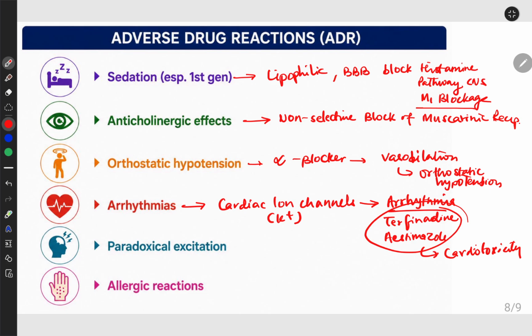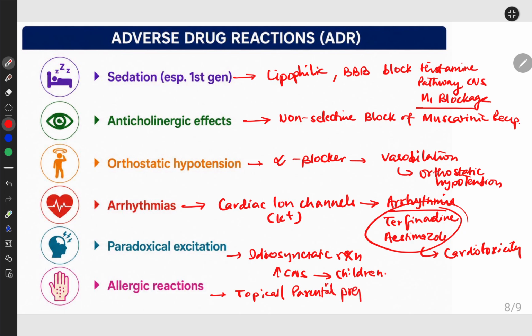Some drugs tend to produce idiosyncratic reaction in your CNS and thereby tend to increase CNS activity instead of causing sedation, and this effect is more common in children. And lastly, some drug components which are used in topical and parenteral preparations can generate allergic reactions as well.